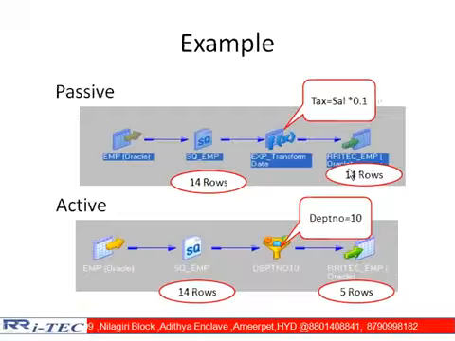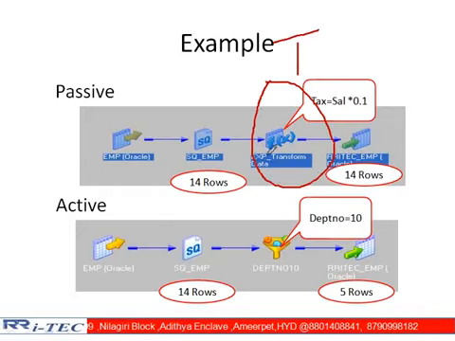What is happening here? This is my transformation. How many records am I sending as input here? 14 rows I am giving as input. How many records came as output? The same 14 rows came.